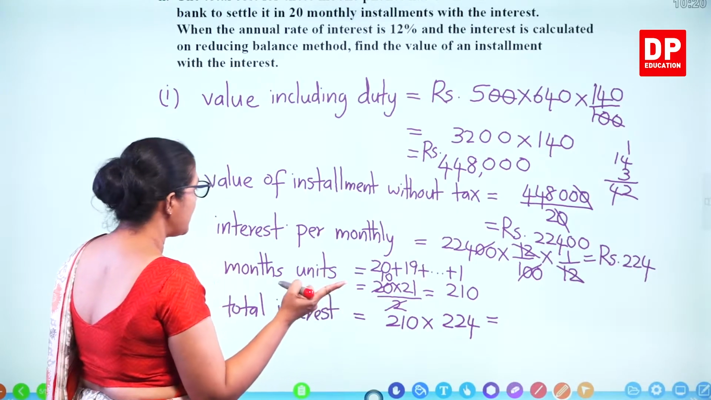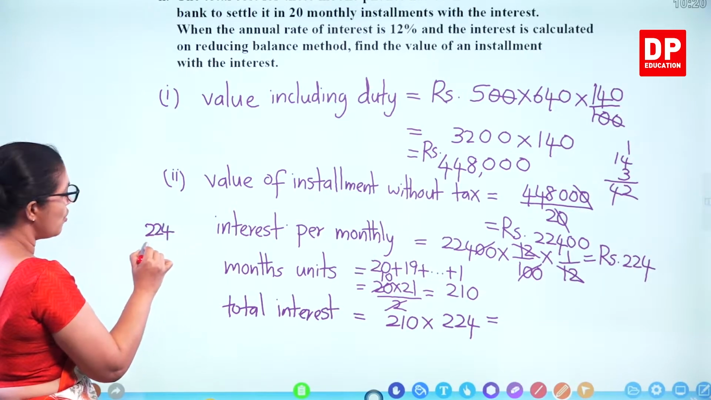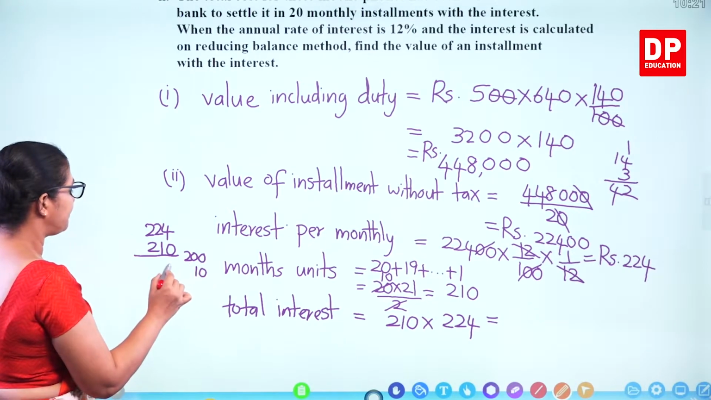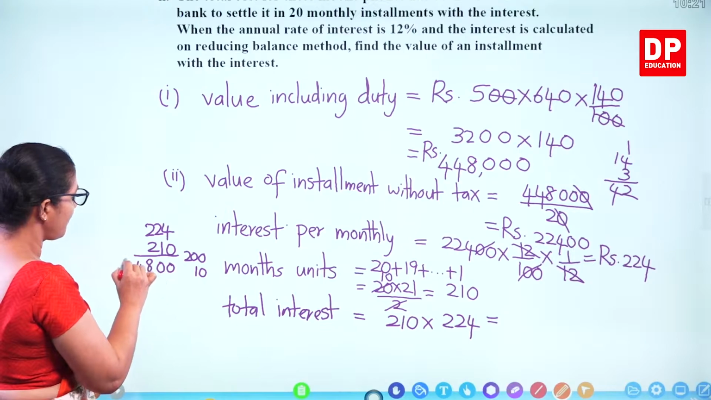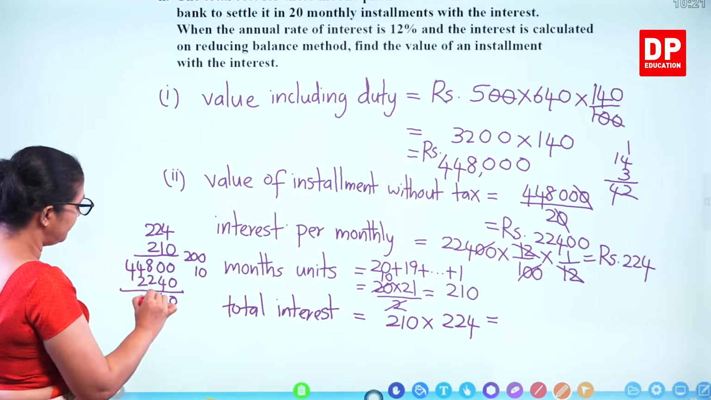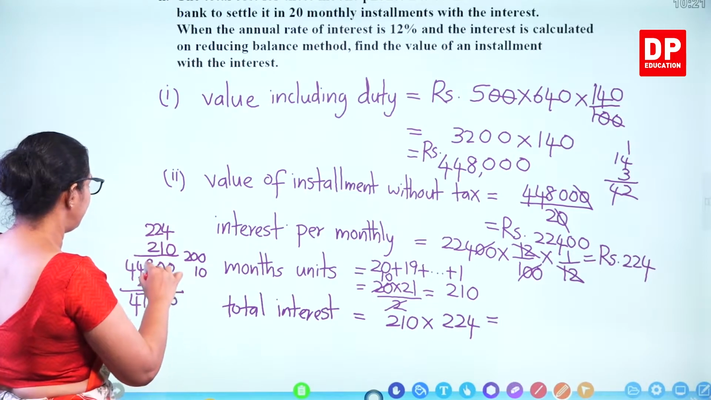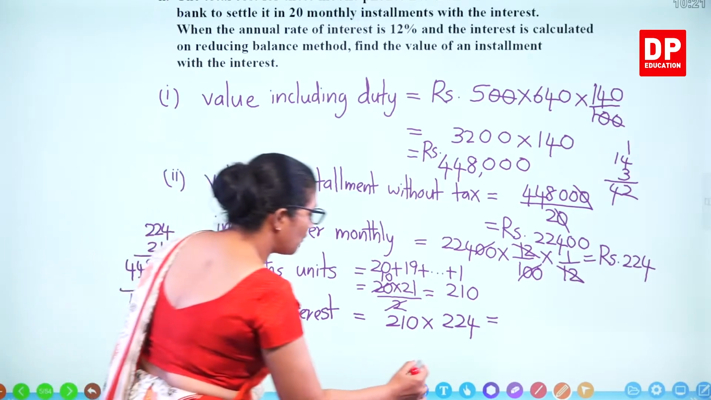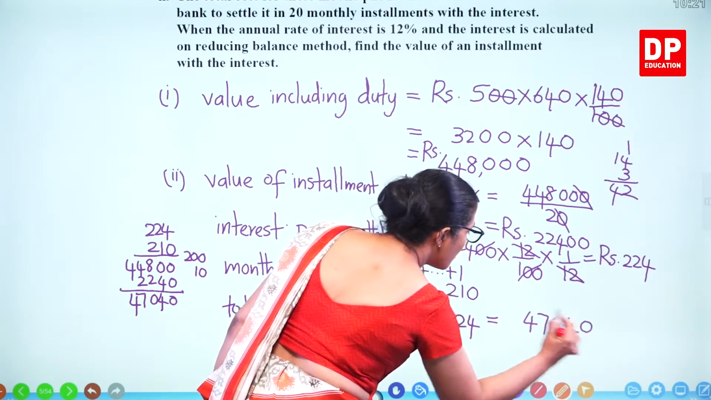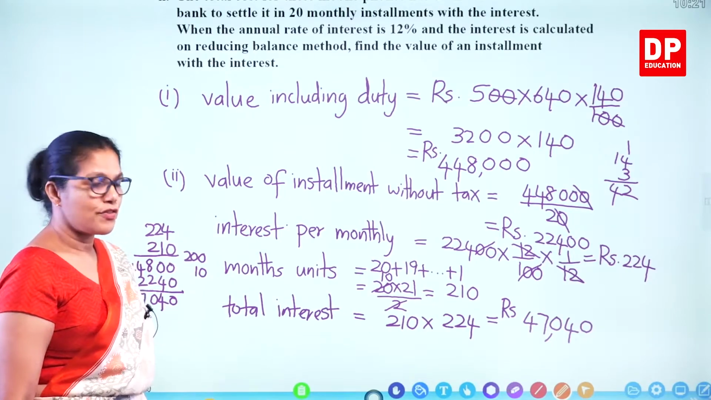So we'll multiply separately and write down the answer there. 224, 210. So add it together. So 470... 47040. So what's the value? 47,040 rupees. That's the total interest.